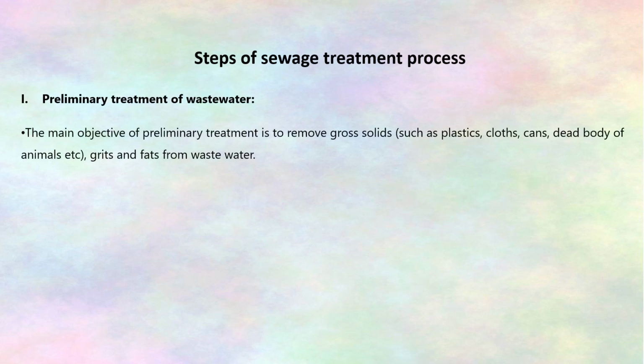Steps of sewage treatment process. Preliminary treatment of wastewater. The main objective of preliminary treatment is to remove the gross solids such as plastics, clothes, cans, dead bodies of animals, etc., as well as grits and fats from the wastewater. Screening, grit removal, and skimming are the methods of this step of the sewage treatment process.